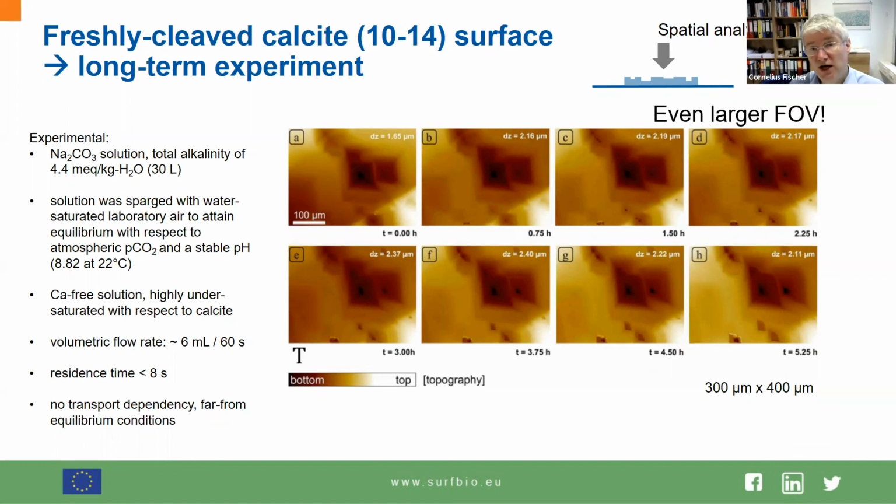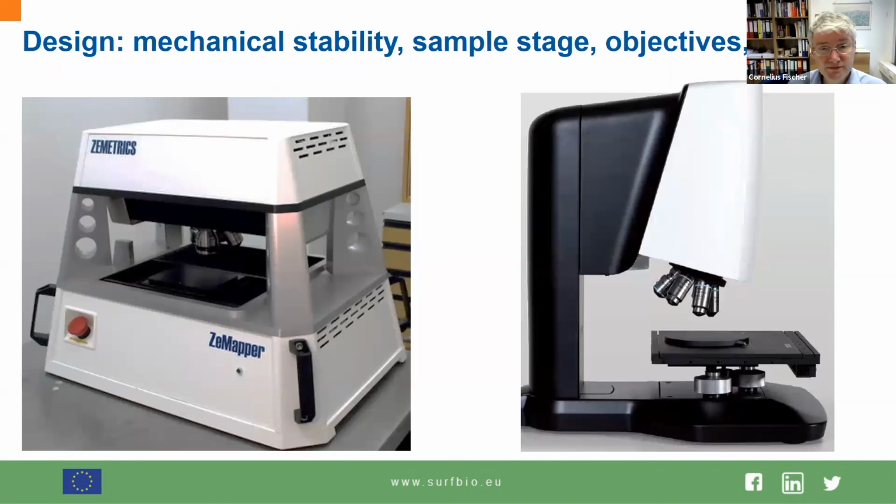An important thing I want to highlight here is that this is an even larger field of view than the example I showed you initially. So this is more than 1 square millimeter of surface topography that has been analyzed. So how does the instrument look? You have seen the example on the right side already, but there are also different types of constructions around, and I would like to explain a little bit what the basic constraints are.